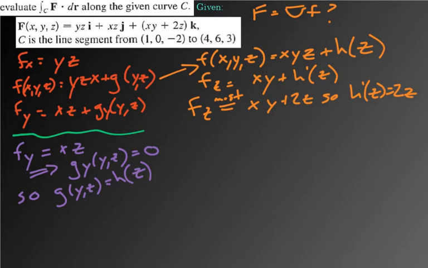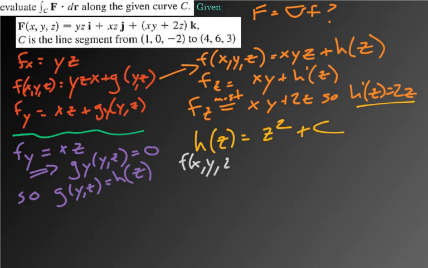And then I'll take the integral with respect to z to kill the derivative. So if I do that, I'll get h of z equals 2z squared over 2. So really that's going to kill the 2 there. So it's just z squared, and then there's some constant. And so now we're finally done. So my function that I'm going to use is this xyz function plus h of z, which I now know is z squared plus maybe some constant.